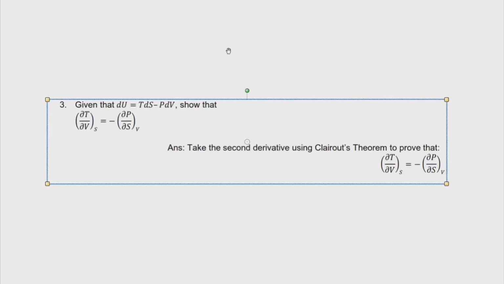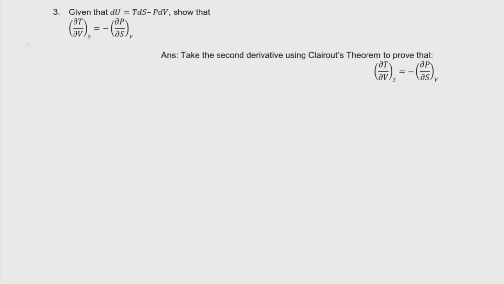use of Clairaut's theorem. So in this case, given that we have dU is equal to TdS minus PdV, this is the general expression of our internal energy, we need to show that the partial derivative of T with respect to V at constant entropy, that's S, is equal to the negative change in pressure with respect to S at constant volume. Okay, so let me just give you an idea of how this works.